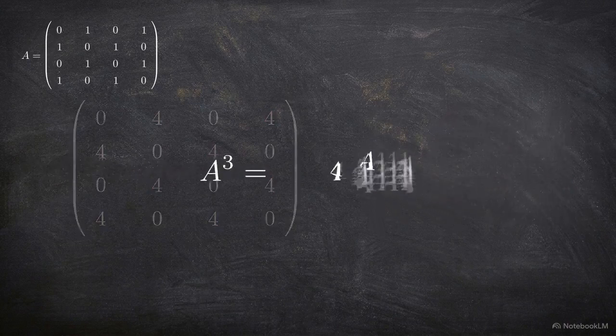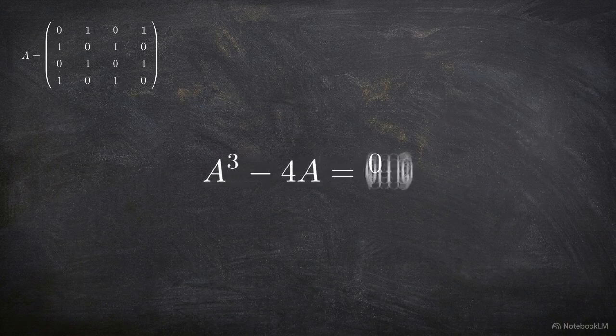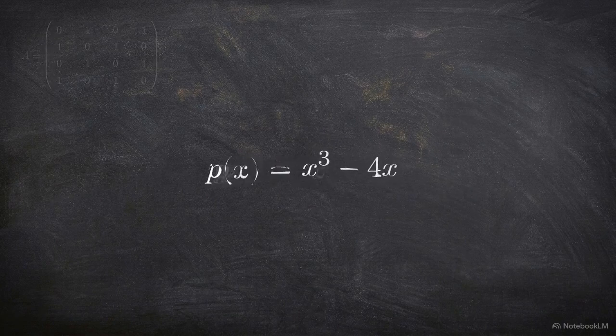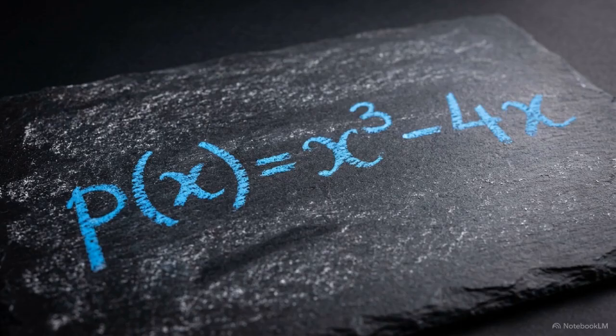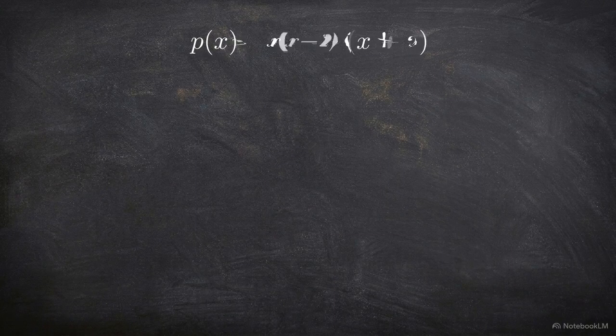This reveals the linear relation, A cubed equals 4A. Subtracting 4A sets the equation equal to the zero matrix. This matrix relation corresponds directly to a polynomial format. Through matrix multiplication, we have identified the minimal annihilating polynomial for A. p of x equals x cubed minus 4x. We can factor this polynomial into x times x minus 2 times x plus 2.